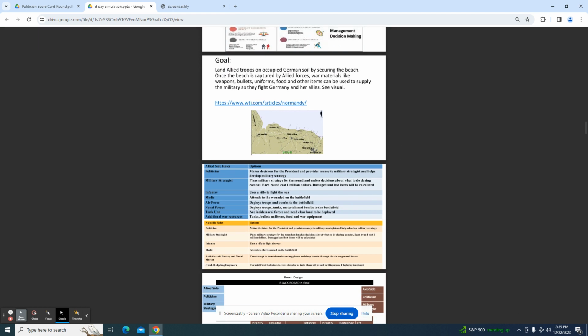The goal behind this simulation, the D-Day invasion, is to secure the beach. Once the beach is secured, Allied forces can deploy resources from the ocean onto land. Students are broken up into two sides utilizing these roles, and a blank piece of paper with politician, naval forces will be placed on the chest of the student.